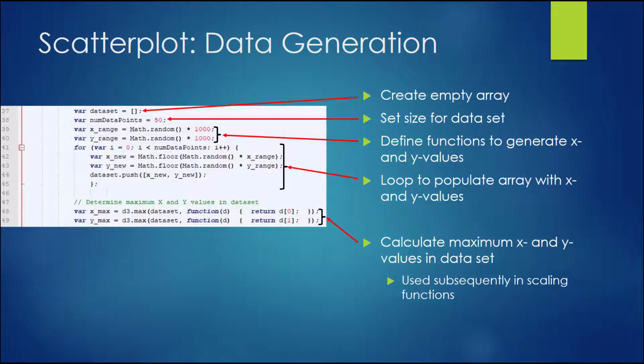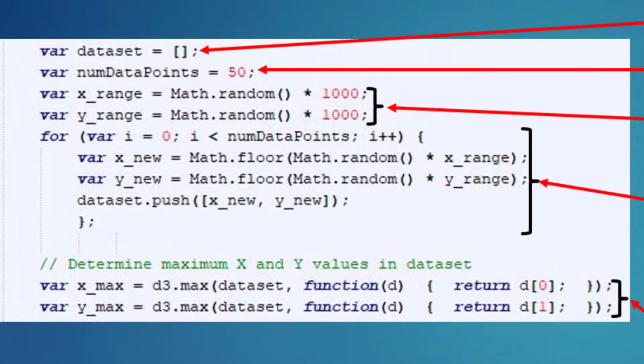Let's start by looking at the generation of the data set. To kick things off, on the first line shown here, we establish the data set as an empty array. We then establish the number of points, 50, that we want to have in our data set. The next 2 lines randomly select the upper limits for the X and Y values. And at this point, we enter a loop, which cycles once for each point in the data set.